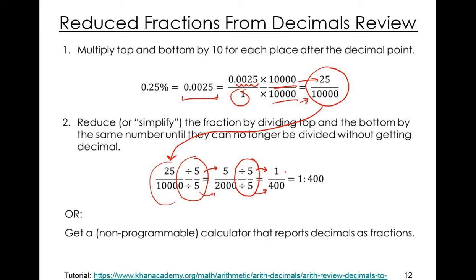Once we have our nicely reduced fraction, we just tip it to the left and we get our ratio strength of 1 to 400. Now if you have a calculator, one that's approved for assessments, non-programmable, and the calculator automatically converts decimals to fractions for you, then you don't have to think about these steps. You can just use the calculator. On the other hand, if you'd like more information, an additional explanation about how to convert decimals to ratios, then check out this link to the Khan Academy at the bottom of the page, and you can get more information there.